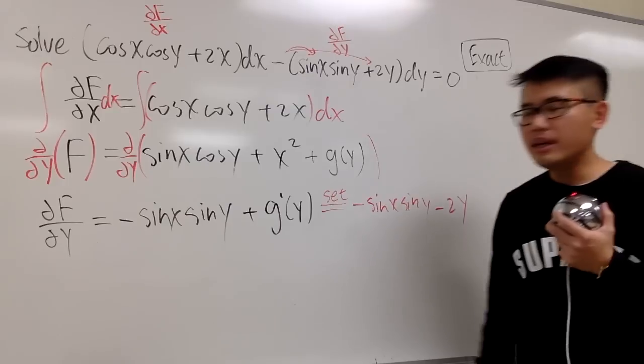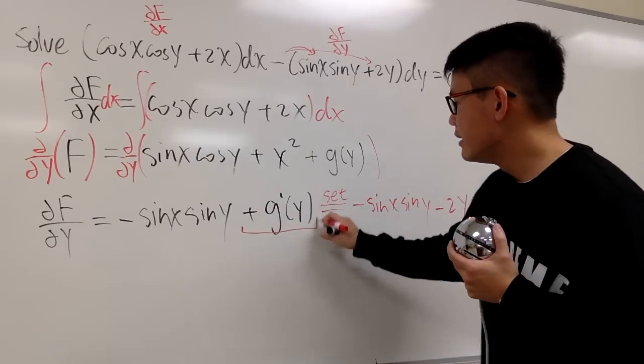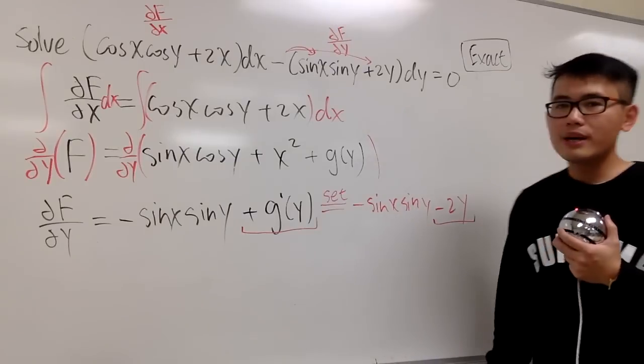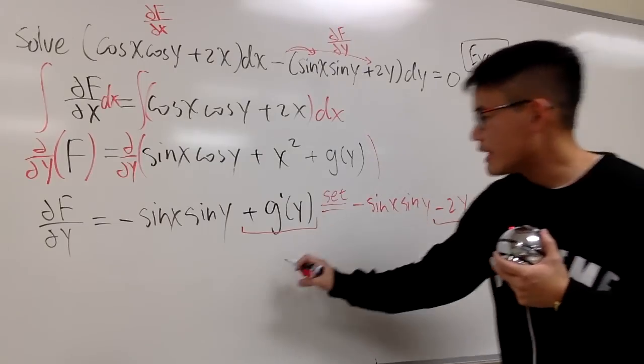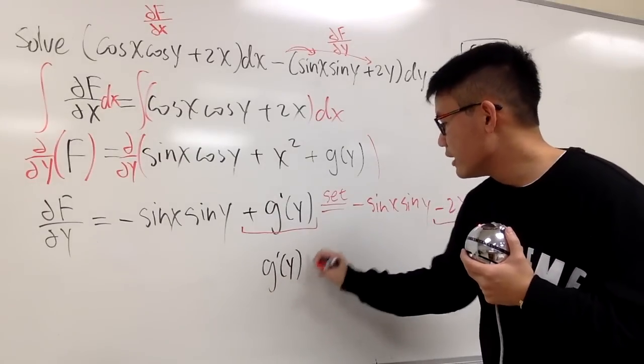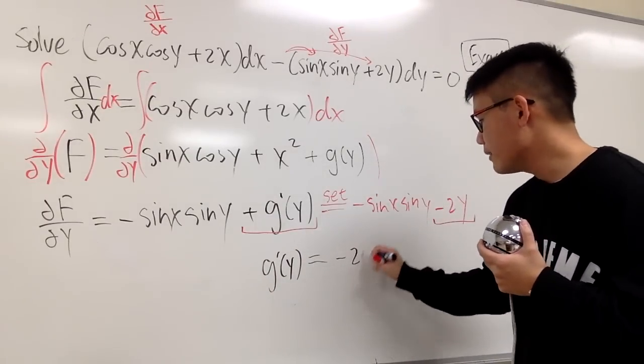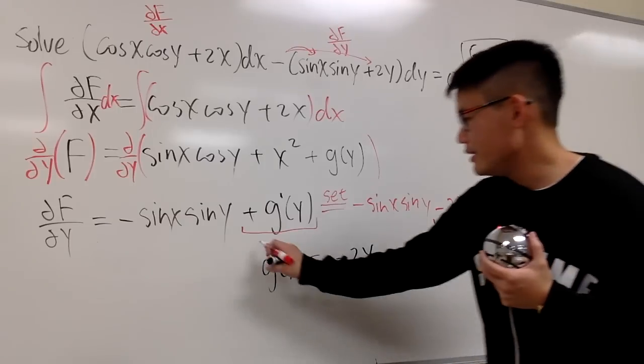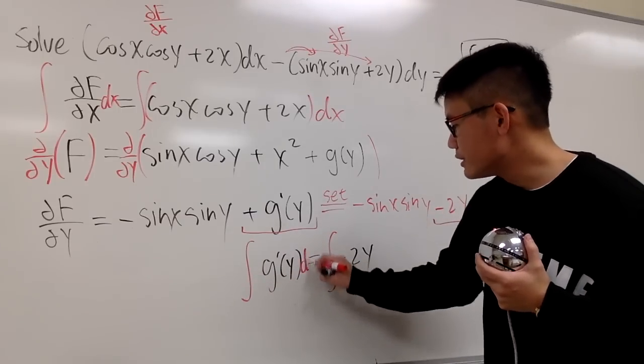And what does this mean? Well, it tells us that this has to be the same as that, right? Because you see, this is the same as that already. So we must have g prime of y equals negative 2y. Well, how can we solve for g of y? Let's just integrate both sides with respect to y.